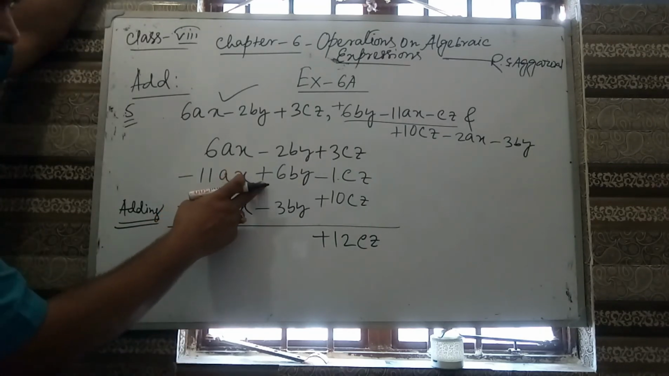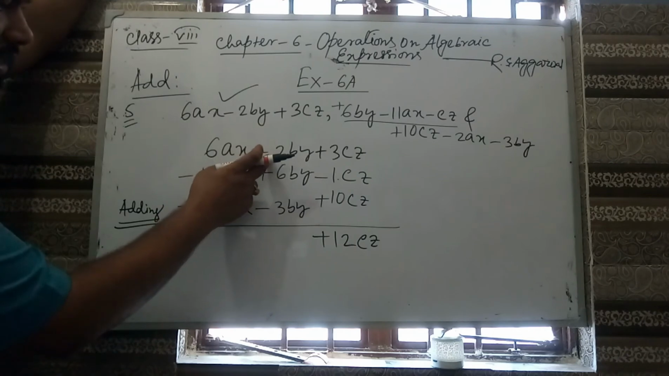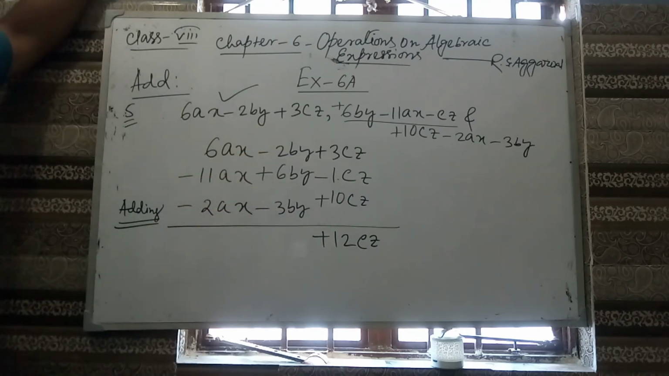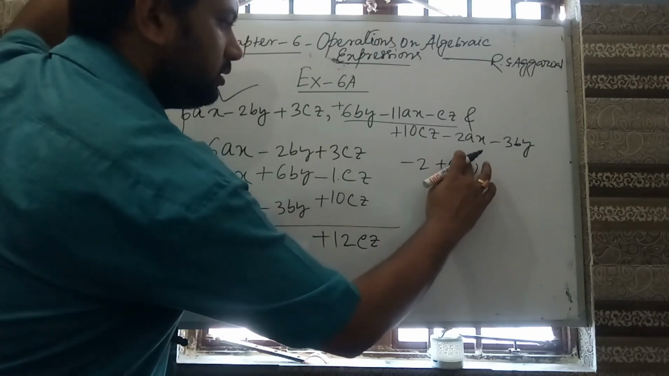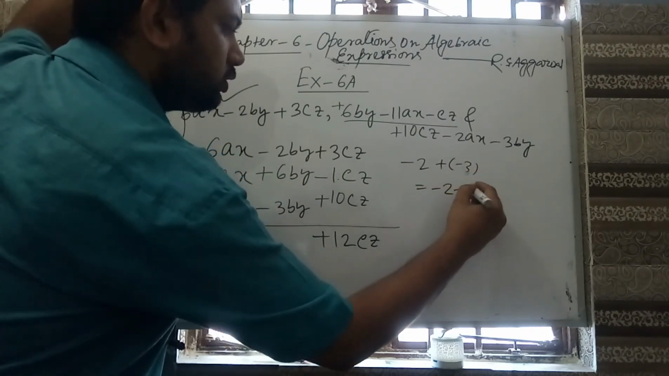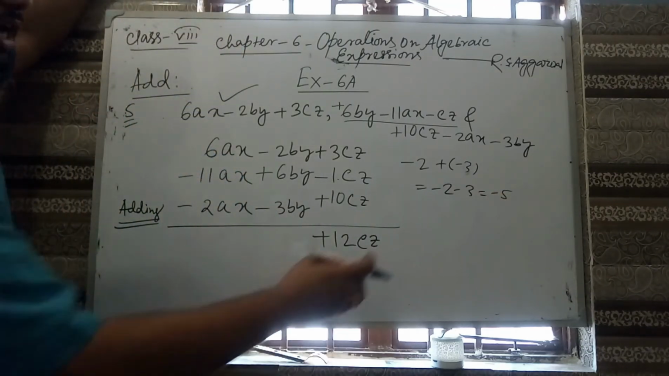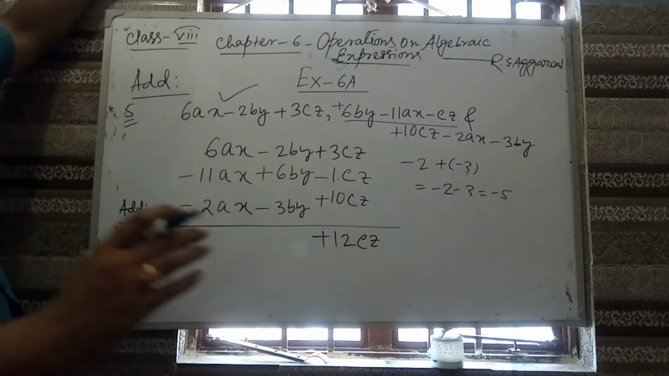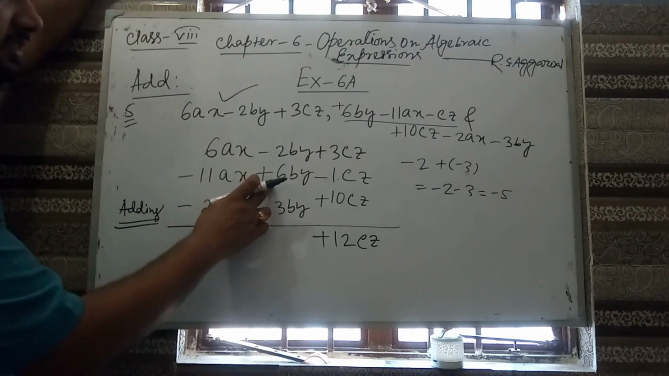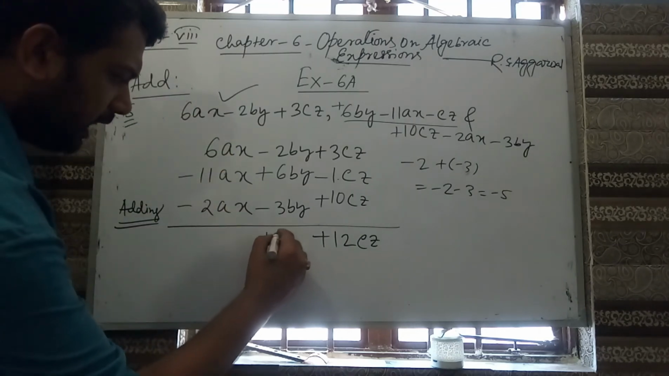Next one. It is plus 6. We have only one plus term. Here it is minus 2, here it is minus 3. Minus 2 and minus 3 are same sign numbers, so we have to add them. Minus 2 minus 3 equals minus 5. For same sign numbers, we add them and keep the sign. So we have minus 5BY and plus 6BY. 6 is plus, 5 is minus, so we are left with plus BY.